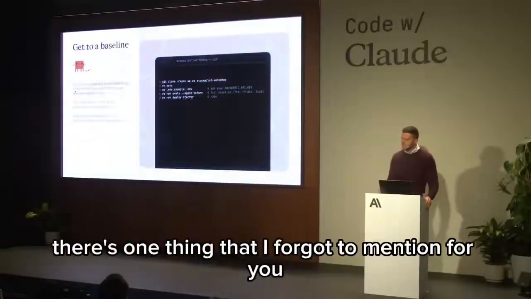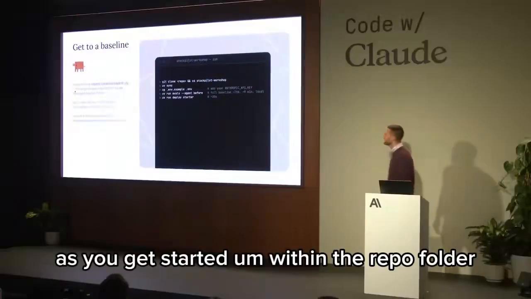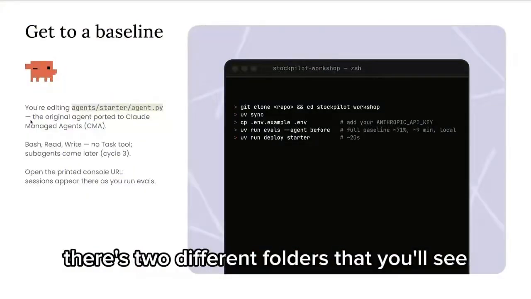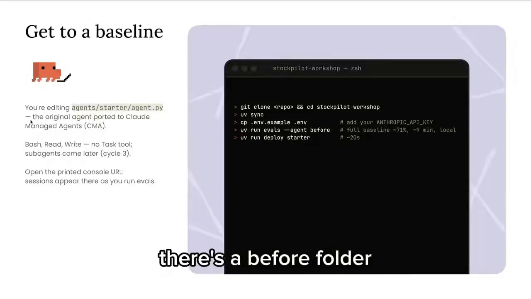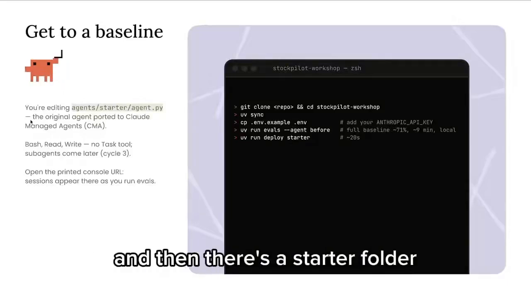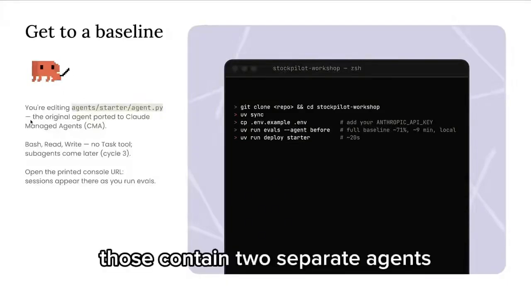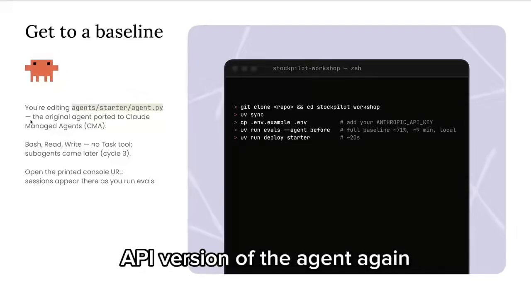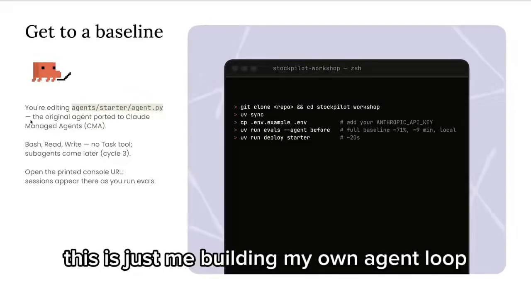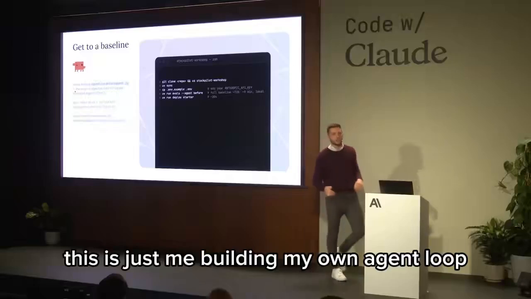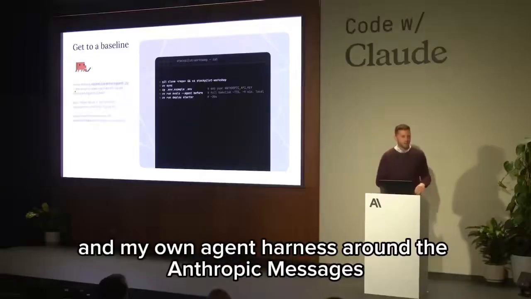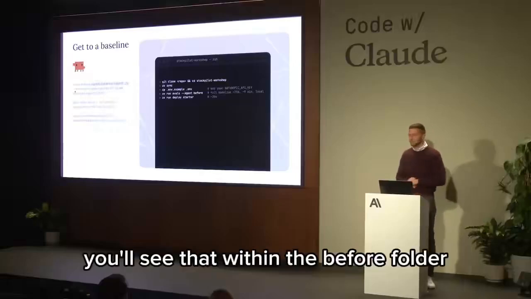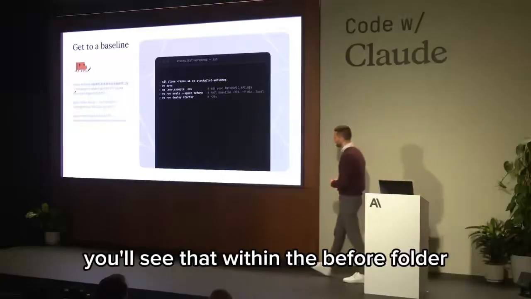There's one thing that I forgot to mention for you as you get started. Within the repo folder, there are 2 different folders that you'll see. There's a before folder, and then there's a starter folder. Those contain 2 separate agents. So if you want to view the messages API version of the agent, again, this is just me building my own agent loop and my own agent harness around the Anthropic messages API to invoke Claude, you'll see that within the before folder.